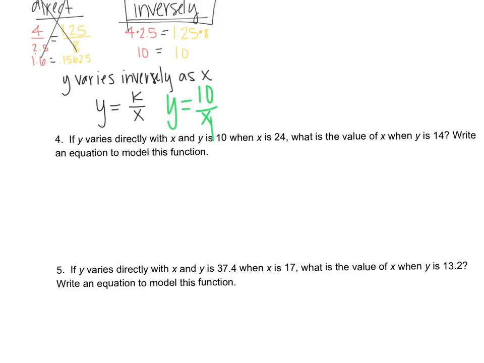Problem 4 says if y varies directly with x, so this time they told you they vary directly. It says y is 10 when x is 24. What is the value of x when y is 14? So this time they've given you a little bit different information. They've told you how it varies, so we don't have to figure that out. We know that. They gave us some numbers. What did they give us?